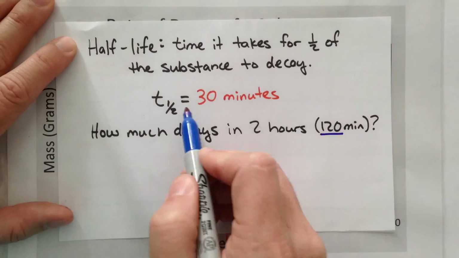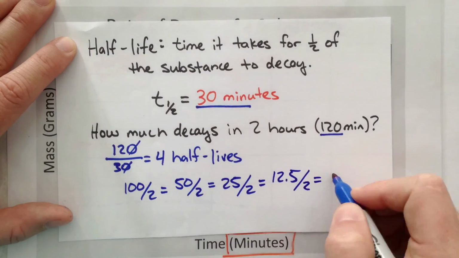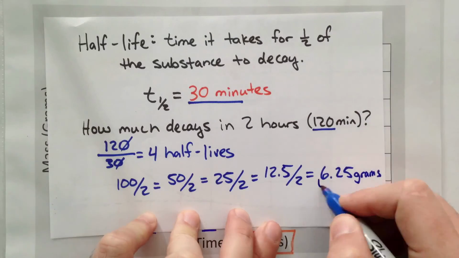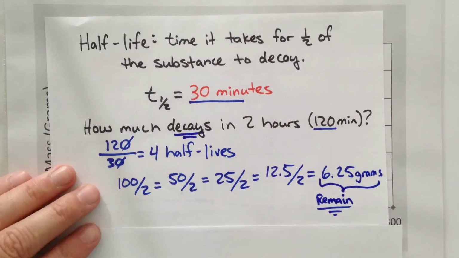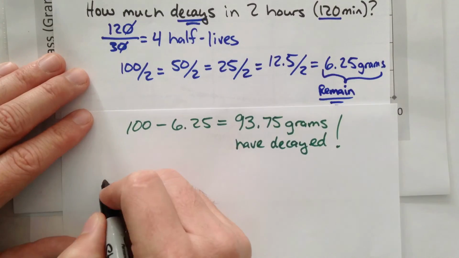How much remains after 2 hours or 120 minutes? We can see from the graph it's about 5, but let's do some math. Divide by 2 each time, and eventually we'll find that 6.25 grams remain. However, this is how much remains, not how much has decayed.